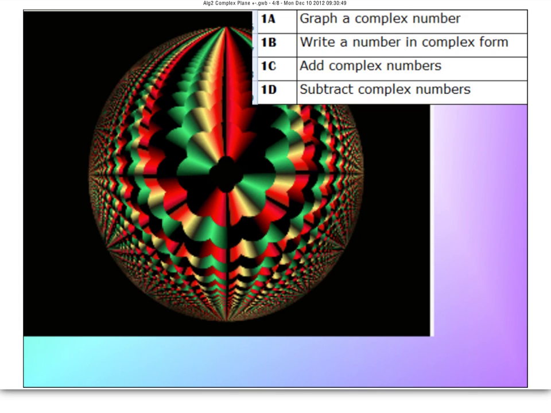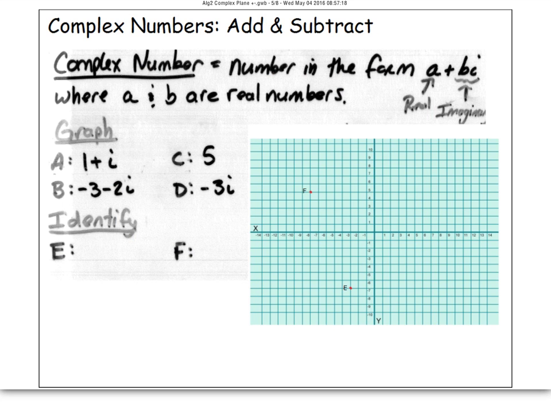In this video, I'm going to introduce complex numbers, show you how to graph them, and how to write numbers in complex form. Let's first talk about what a complex number is. It is made up of a real and an imaginary part. So for example, if I wrote the number 2 plus 3i, this would be a complex number.